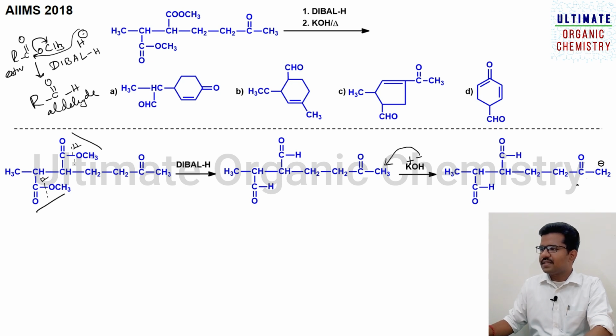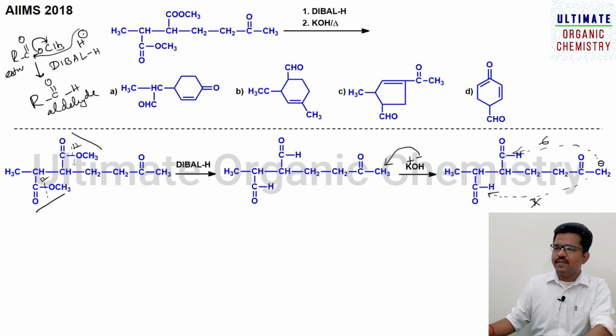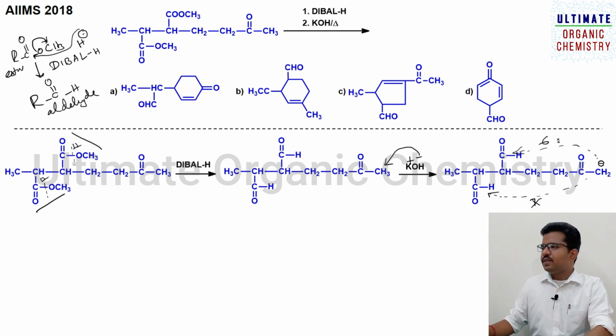If it is attacking here, it will lead to the formation of 1, 2, 3, 4, 5, 6, 7 member ring, which is not possible. But if it attacks here, it will lead to the formation of 1, 2, 3, 4, 5, 6. It will lead to the formation of a 6-member ring. So this will be easily taking place, and this will not take place.